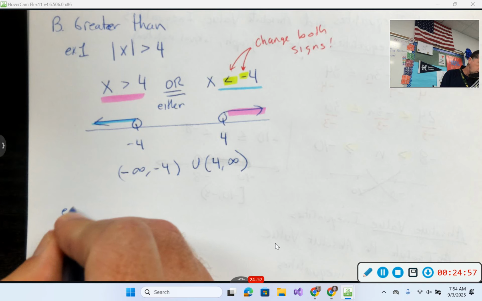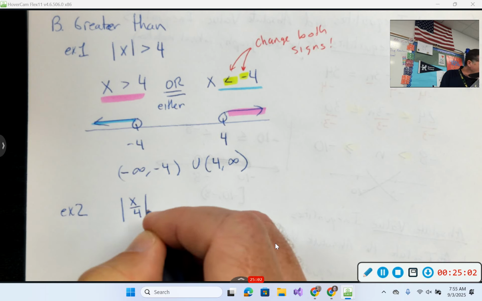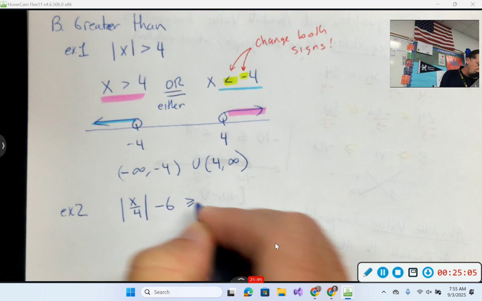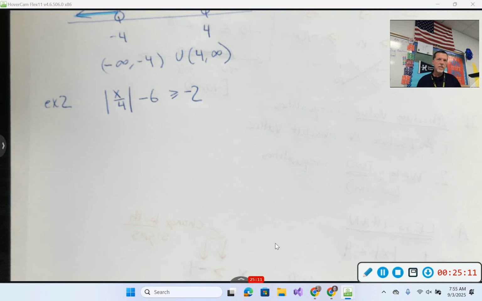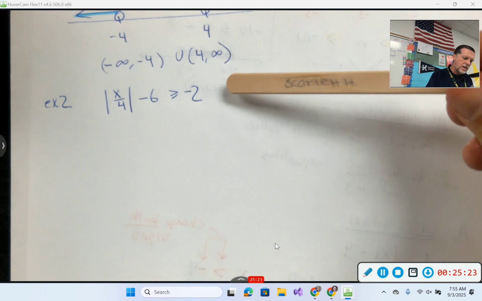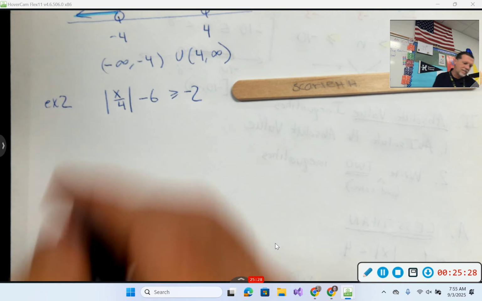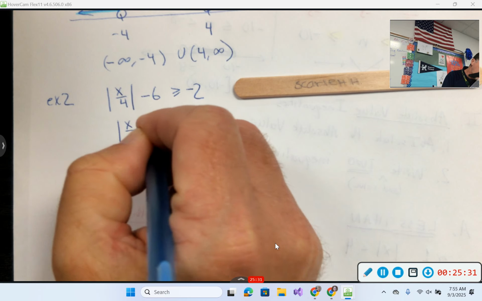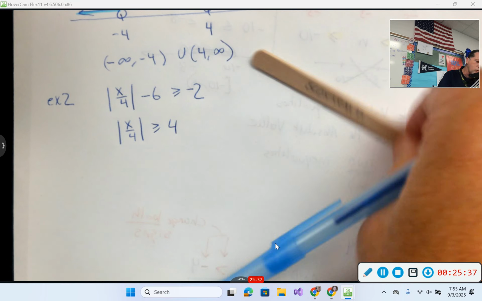Let's do one that's a little bit harder than that. Absolute value of x over 4 minus 6 greater than or equal to negative 2. Let's see here. Scarlett, what do you want to do first? Add the 6. Because our first job is to get the absolute value by itself. So add 6 to both sides, we get 4.